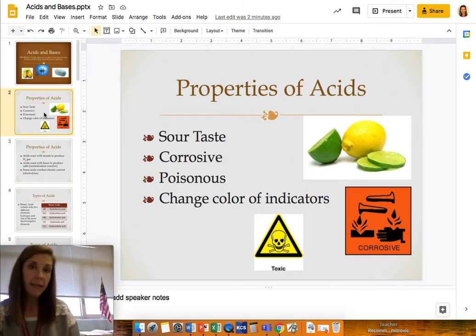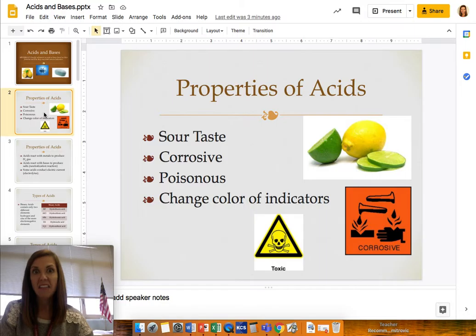So properties of acids are that they have a sour taste, and that they're corrosive, think like battery acid. You wouldn't want to touch that. They can be poisonous if you ingest too much of them. FYI, some strong sulfuric acid will dissolve a dead body. They change the color of indicators. So we have things that will indicate whether something is an acid or a base, and we're going to talk about that here as well.